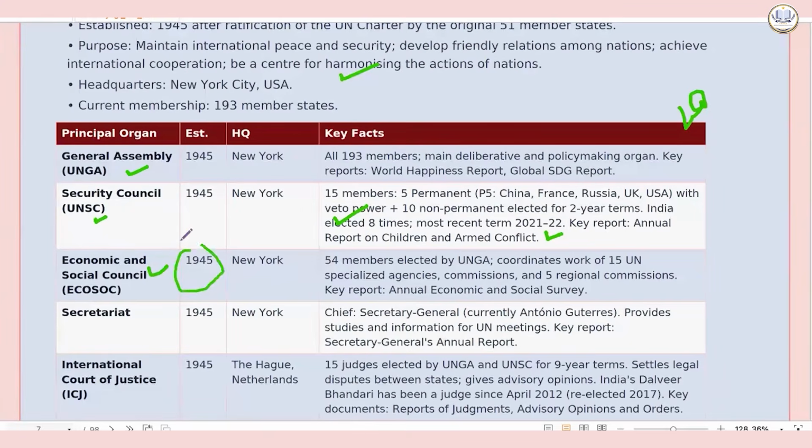So 1945, New York, 54 members selected by the General Assembly, coordinates work of 15 UN specialized agencies and 5 regional commissions. And they are also involved in reports, annual economic and social survey. So these are the parent organization. Within that also we have smaller organization. When you read the reports, so you know that those specific names, and I'm highlighting that as well, which is not given in the notes.